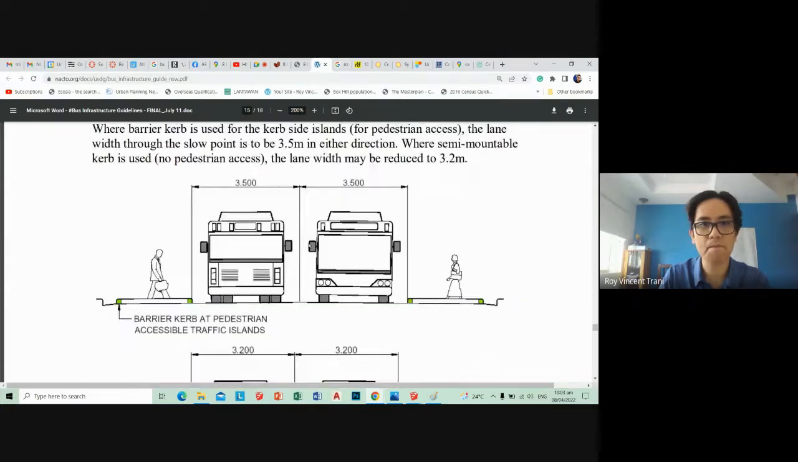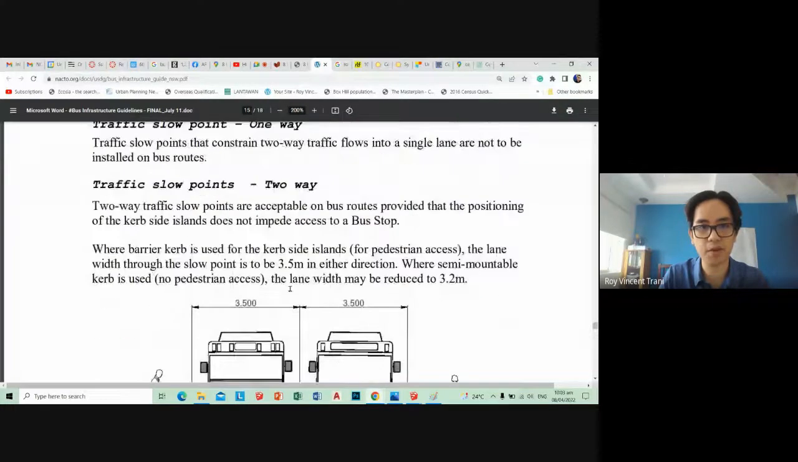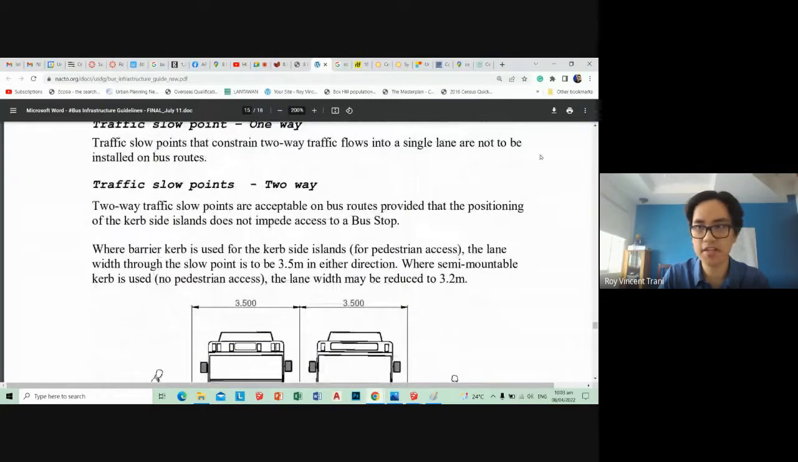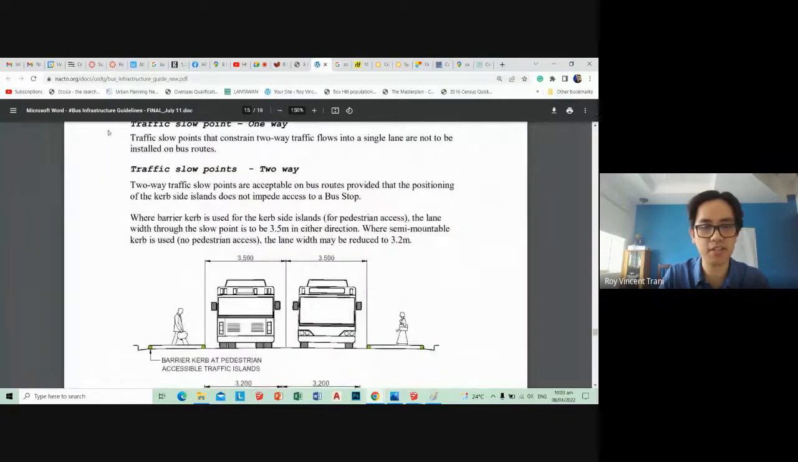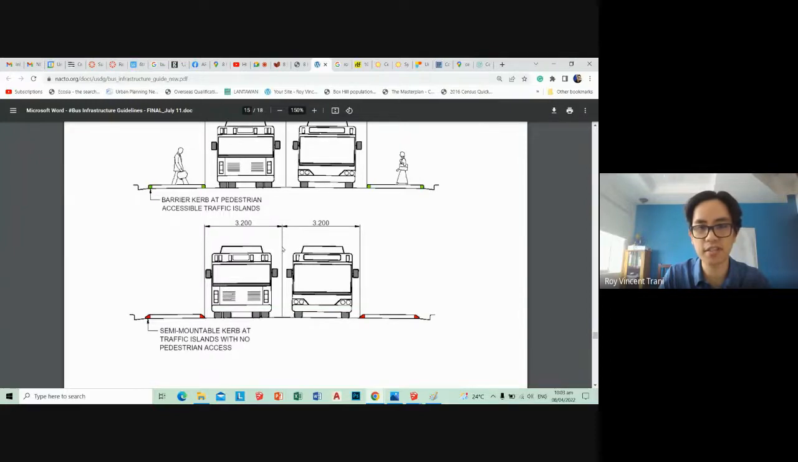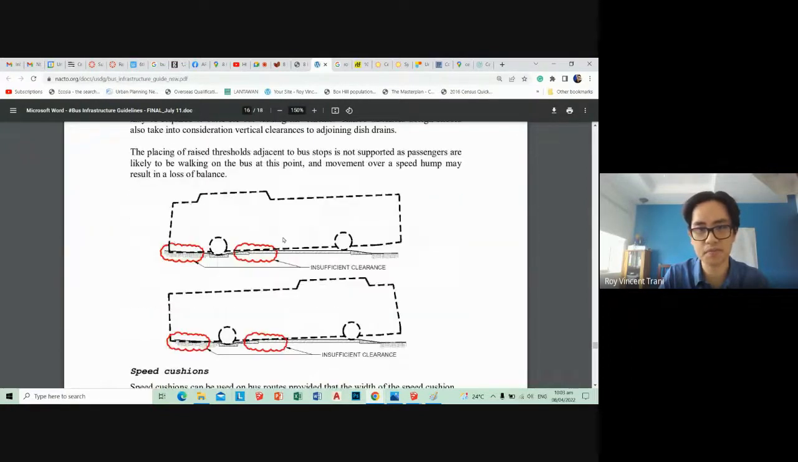So yeah, and then this is for your passageway. This is from the Sydney bus infrastructure guidelines. They're allowing for a 3.5 meter passageway for one bus, and you can even go as low as 3.2. I think that's the lowest they can go.